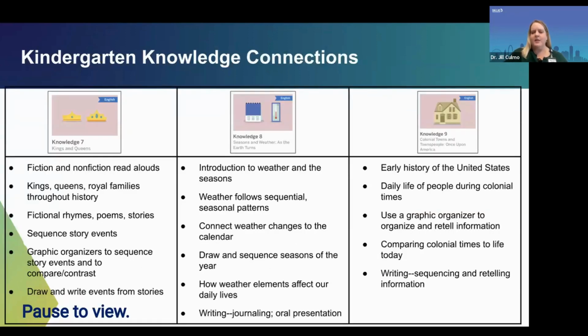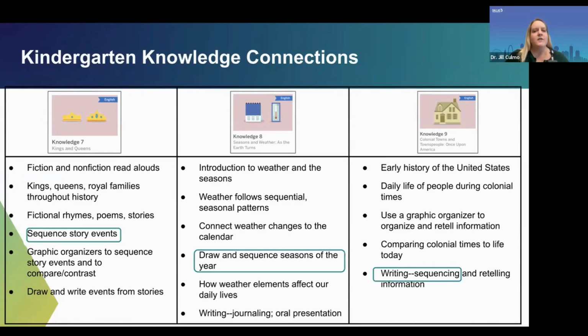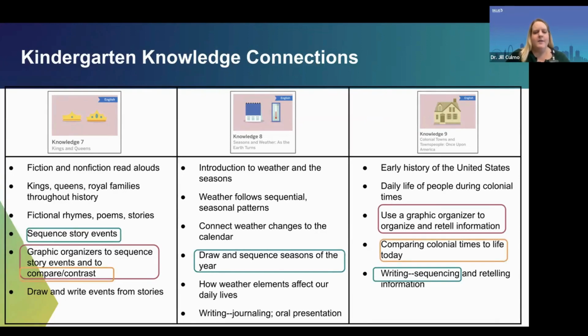Now let's take a moment to look at some connections across the knowledge domains for kindergarten in quarter 3. You can see that in each of these 3 units, students will be sequencing, whether it's story events, seasons, or in their writing. Next, we can see that graphic organizers will be used to help students organize their information both in Knowledge 7 and in Knowledge 9. And finally, students will be comparing and contrasting both in the Kings and Queens domain unit and in the Colonial Townspeople unit when they compare colonial times to life today.